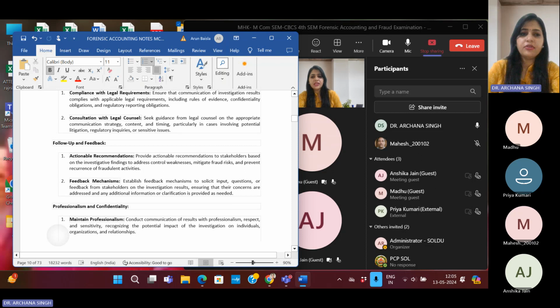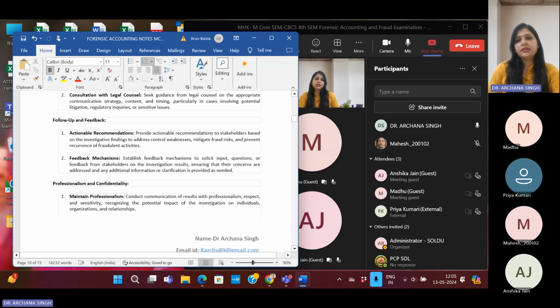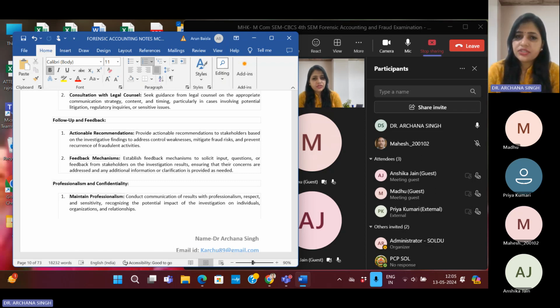Then follow up and feedback. Follow up and feedback basically means when they had done the investigation and done everything, then they had to go for actionable recommendations and a feedback mechanism. Actionable recommendation means provide actionable recommendations to stakeholders based on the investigation's findings to address the control weakness, mitigate fraud risk, and prevent recurrence of those fraudulent activities, so that they do not reoccur.